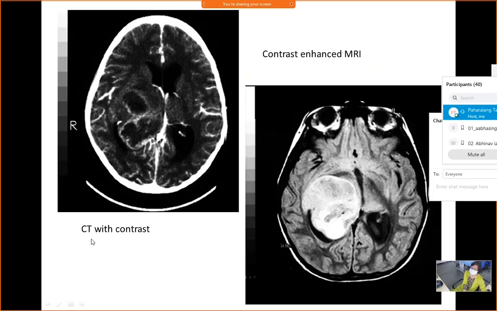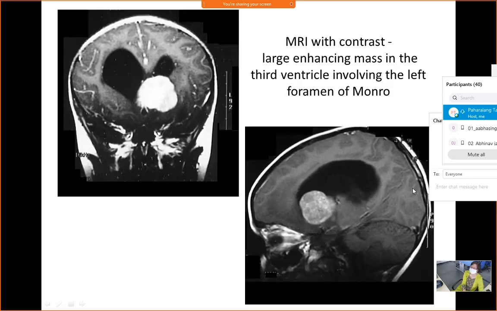It can be a CT scan, it can be MRI, and I won't go into details, but basically the tumor may look black in CT scan, and in MRI it may look white. There's a difference between black and white between these two types of investigations. So here again, there's an enhancing mass involving the third ventricle in a child.